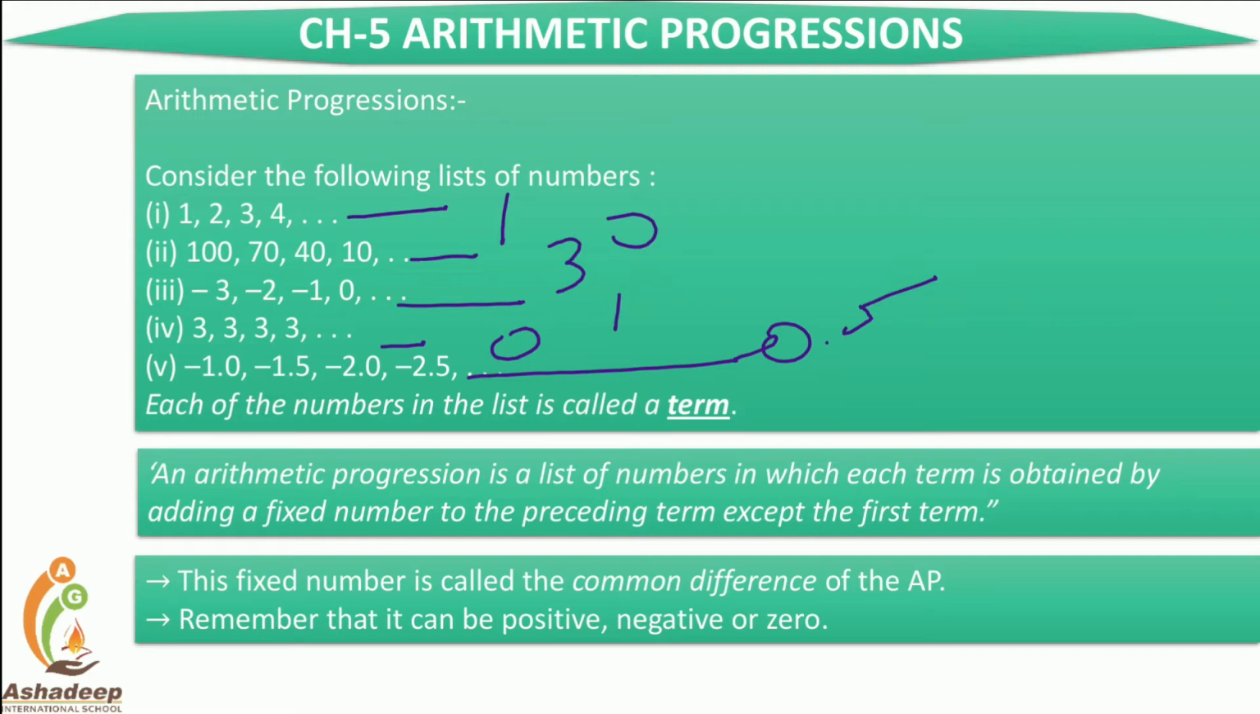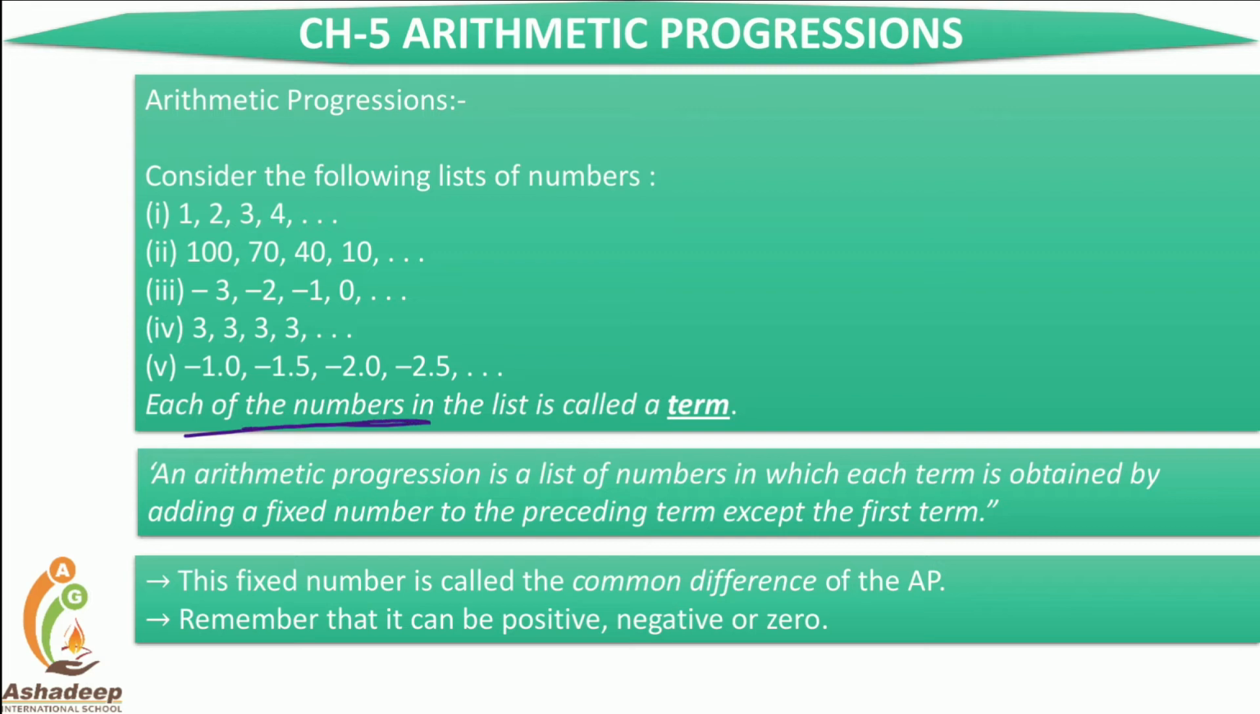So here you can add a single number. You can add or subtract a single number to get the next term, and that is a fixed number. Whether it is 1, then it is 1; 30, then 30; 0.5, then 0.5; and if it is 0, then 0. Each number is called a term. So 4 is a term, 0 is a term, 3 is a term, minus 2.5 is a term.